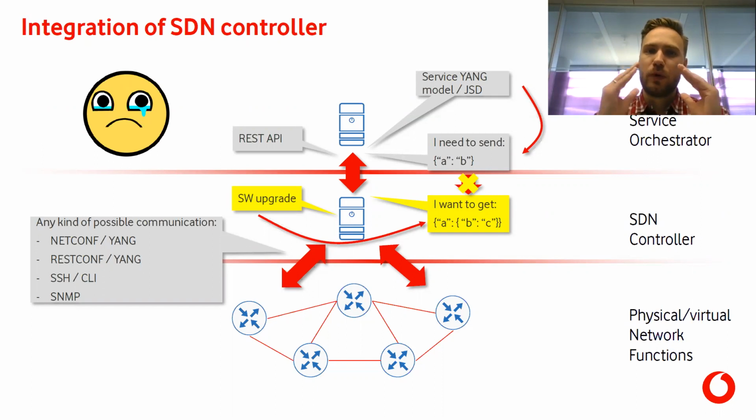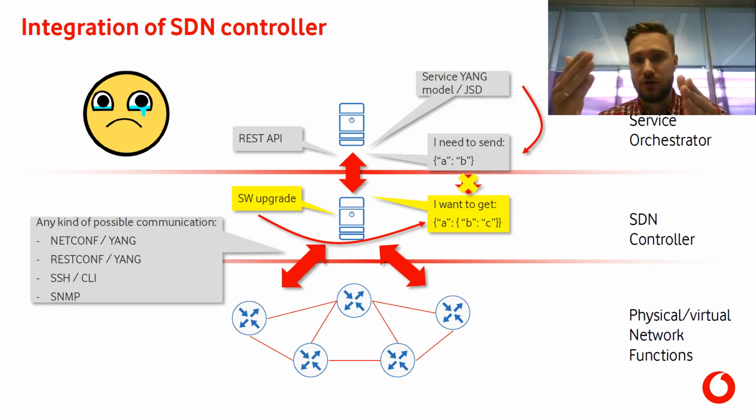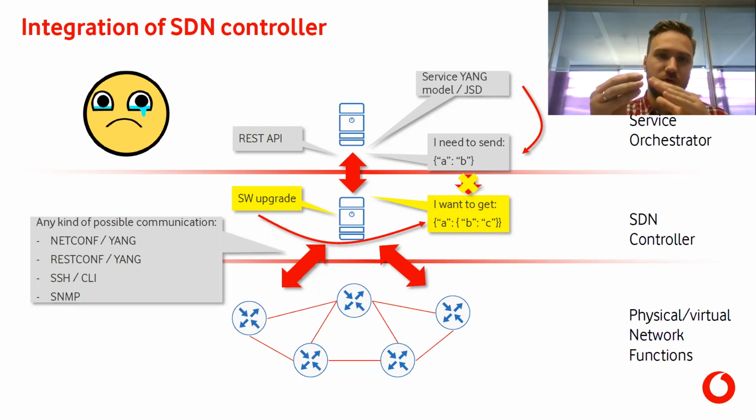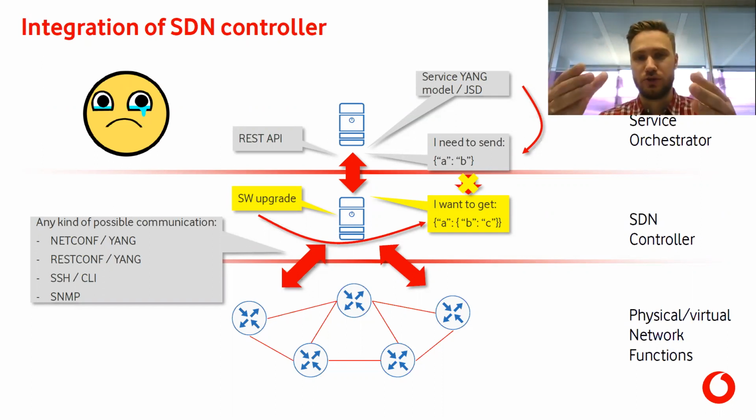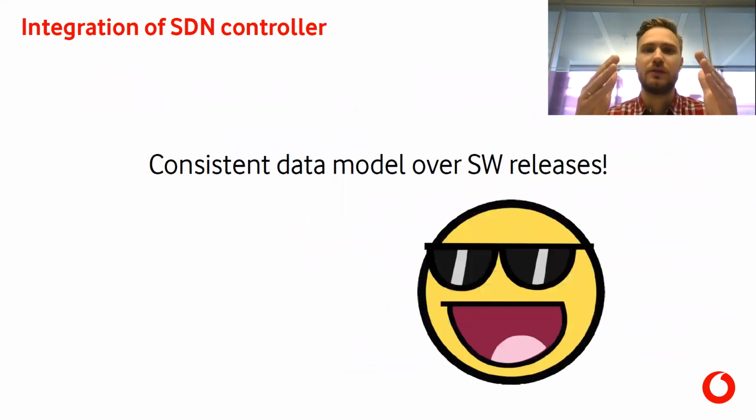This is a very dangerous scenario because it always costs time and money, because basically you would need to change your integration. You need to change the code or whatever else you are using to perform this integration. And it costs time and money, and sometimes a lot of time and money, especially if you need to do it urgently. So to avoid this, we need to have stable and consistent data models across the software releases.